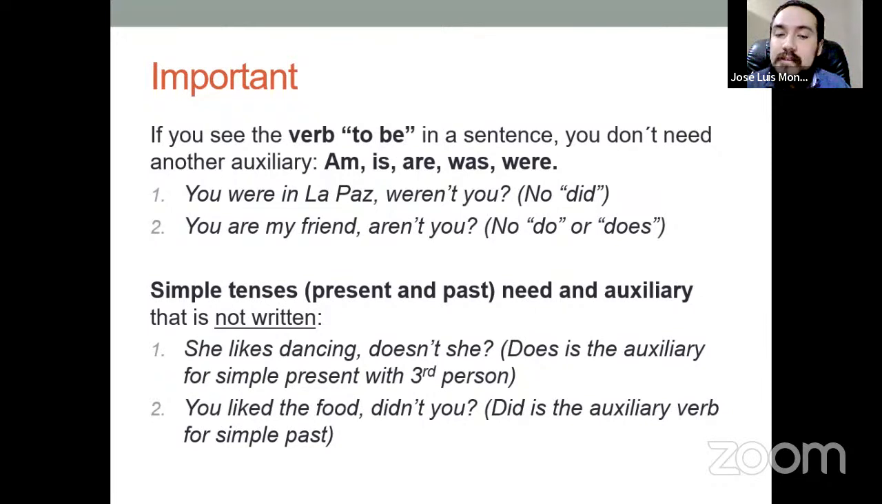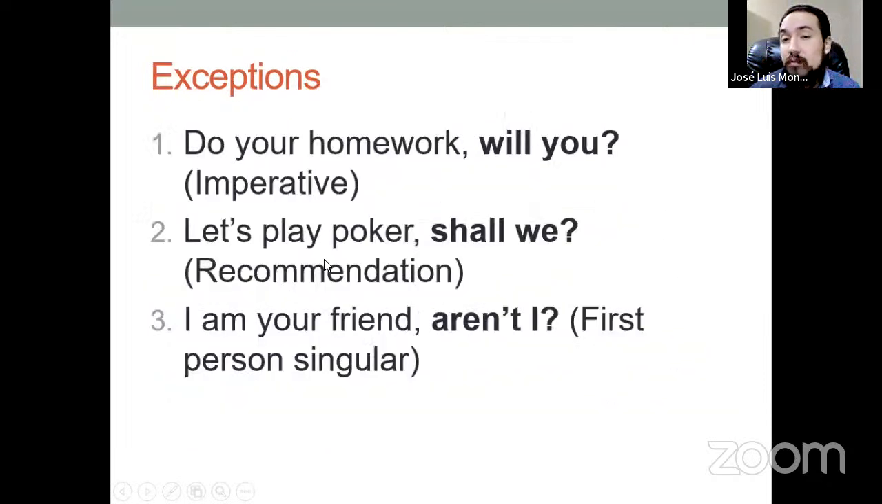So she likes dancing. We talked about that, right? A few minutes ago. Doesn't she? So does is the auxiliary for the simple present in the third person. That's the explanation. You liked the food, didn't you? Affirmative, negative, liked. What's the auxiliary? Did. Did is the auxiliary verb for simple past. So didn't you? Again, we covered that, but it's very important to take that into account. It can be easily forgotten. And well, if we forget that, we're going to make some mistakes.